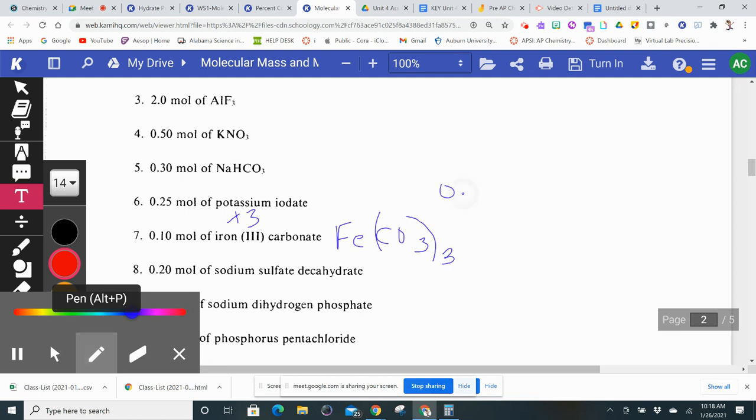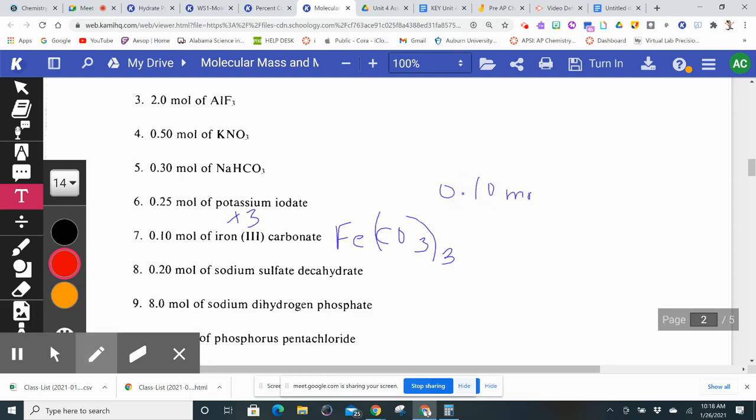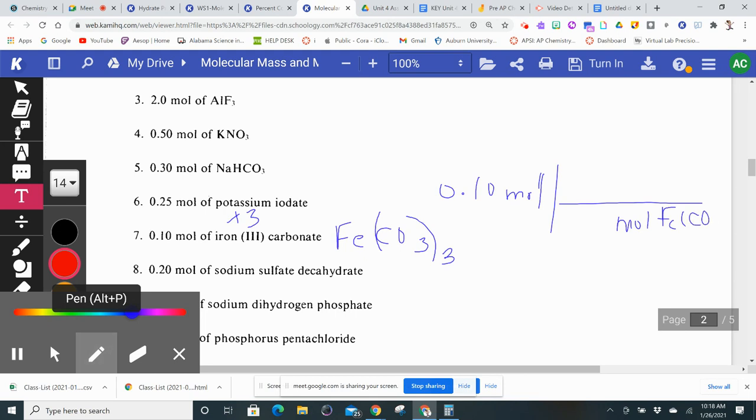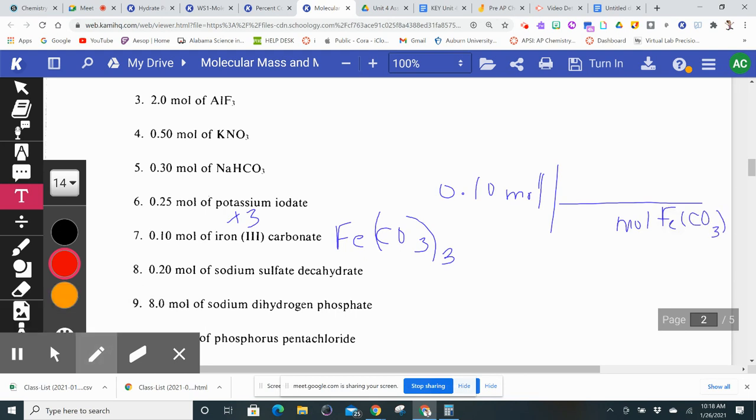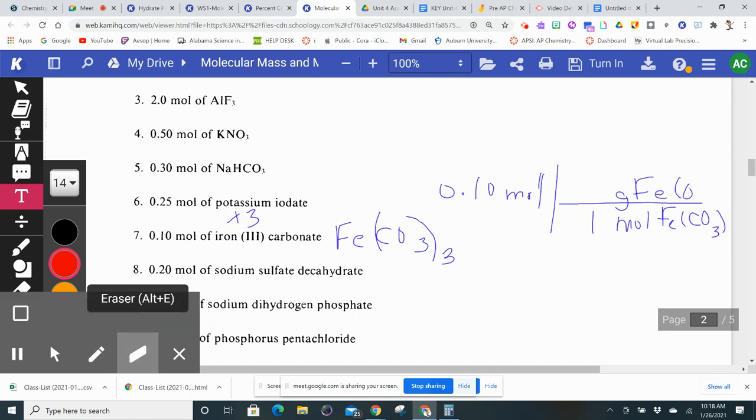So I take 0.1 moles and I want to turn it into grams. So if I want to turn moles into grams, where does moles have to go? On the bottom. Moles of iron carbonate. So in 1 mole of iron carbonate, how many grams do I have? How am I going to figure that out?